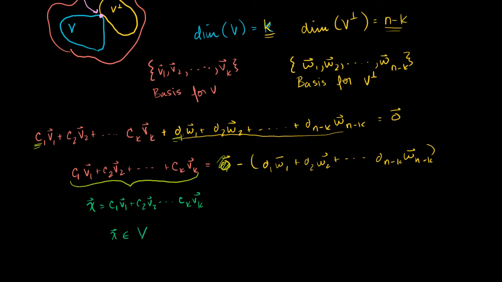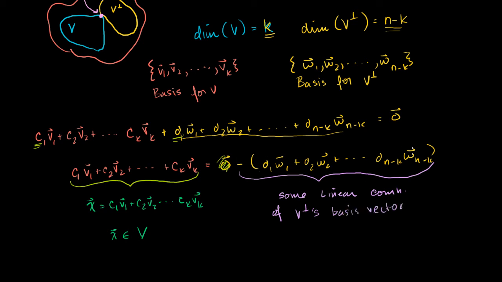Well, similarly, what do we have on the right-hand side of this equation? On the right-hand side of this equation, I have some linear combination of the basis vectors of V complement, right? So this right here, and you could just put a minus all along that, but that won't change the fact that this is some linear combination of V complement's basis vectors.